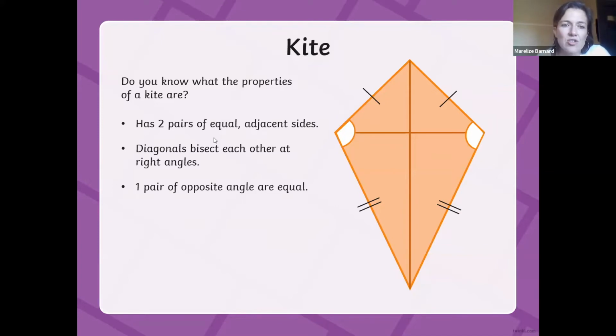Okay, so the kite has 2 pairs of equal adjacent sides. And then the diagonals bisect each other at right angles. But that's not quite right. We must just be careful here. They don't bisect each other. It's just that when they cross, it's 90 degrees. And then 1 pair of opposite angles are equal, 1 pair. Okay, so that's a kite.